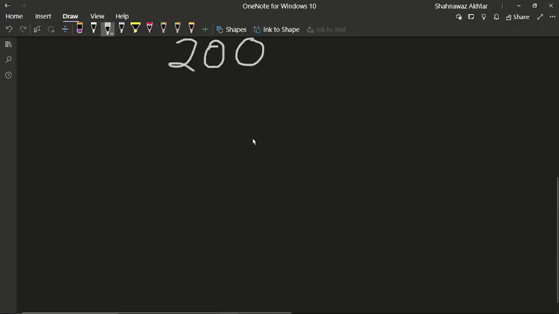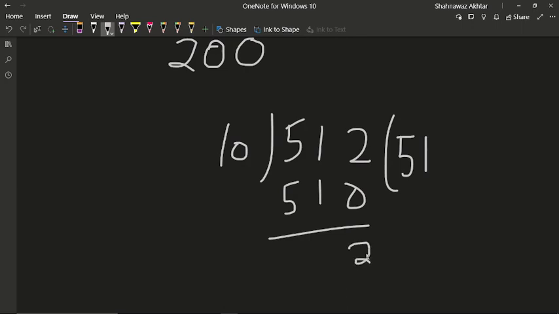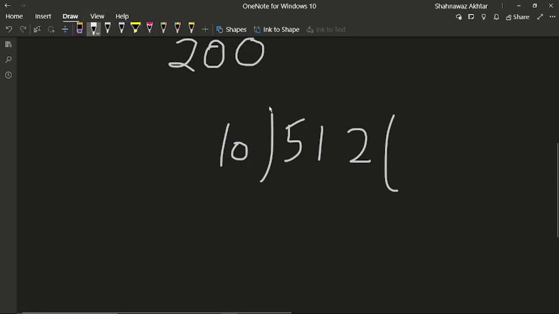See, if I have 512, just divide it by 10. What will you get? Go step by step. If I divide it, it will go 5 times, here is 50, then what? Here is 1 as a remainder.